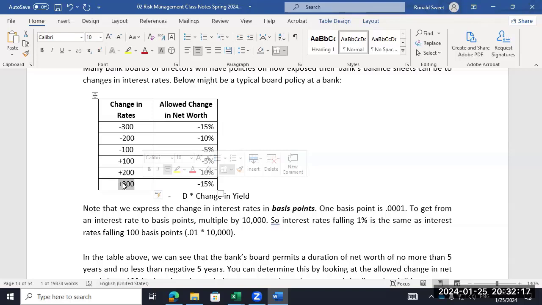So this table implies the board wants a duration of net worth between minus 5 and positive 5 years. If it's minus 6 years, positive 7 years, you'd be out of compliance. If you're minus 3 years or positive 3 years, you'd be okay.